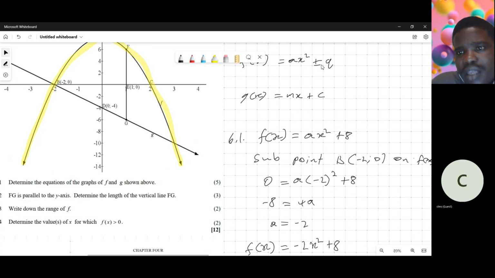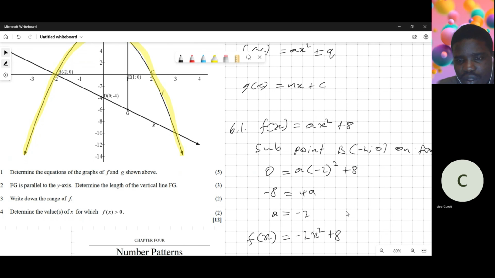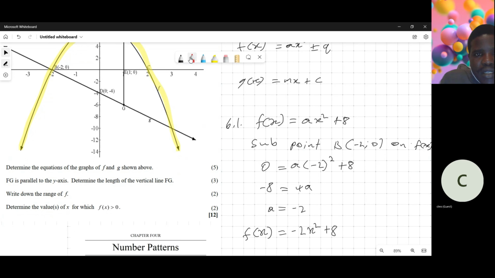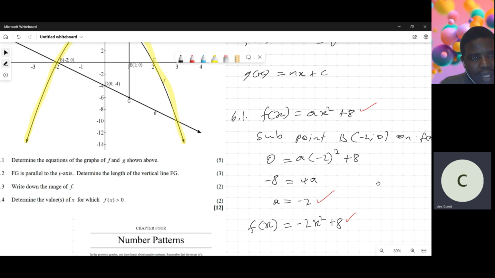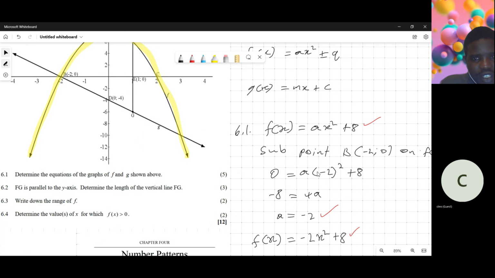So what we see is that if they ask us to determine the equation of a parabola, we need to look for a and q. That's what we did there. Then we got the equation. We got 1 mark for the value of q, 1 mark for the value of a, and substitution must also give us a mark. Then let's go to the straight line g of x.